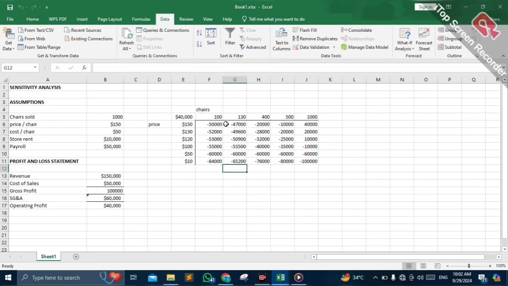As you can see, a whole lot of the profits are in the negative, but we have this profit which is going to minus 100,000. It means it is not going very well, as you can see.